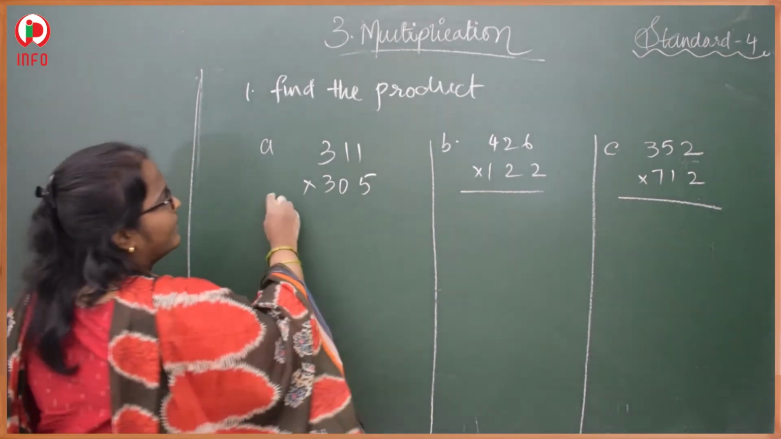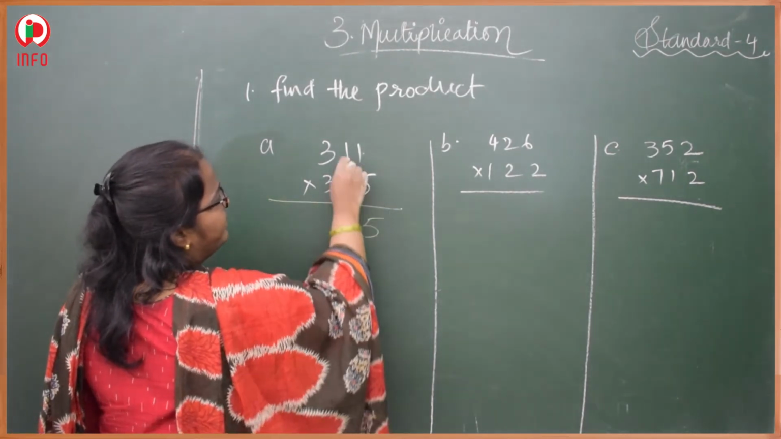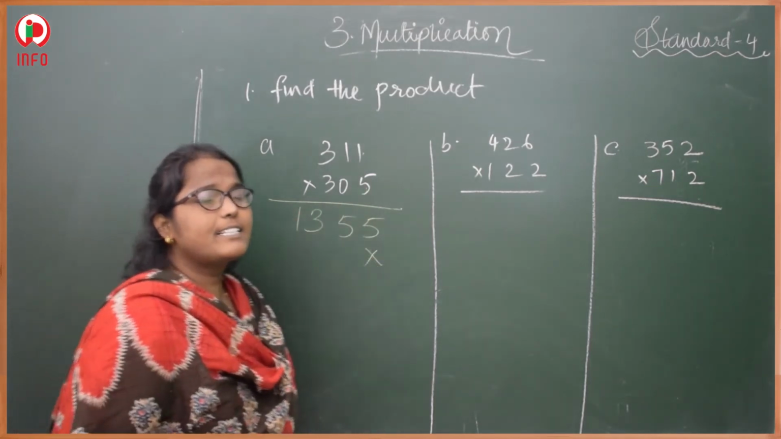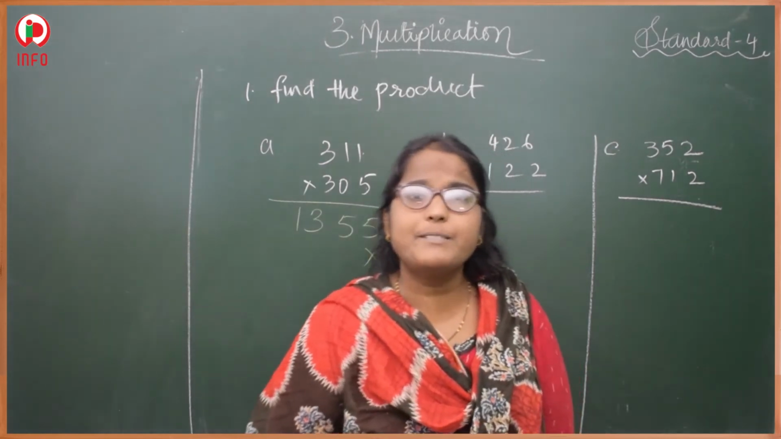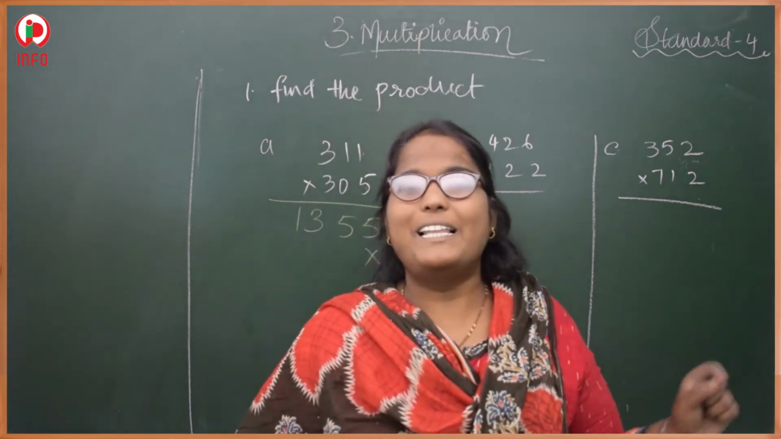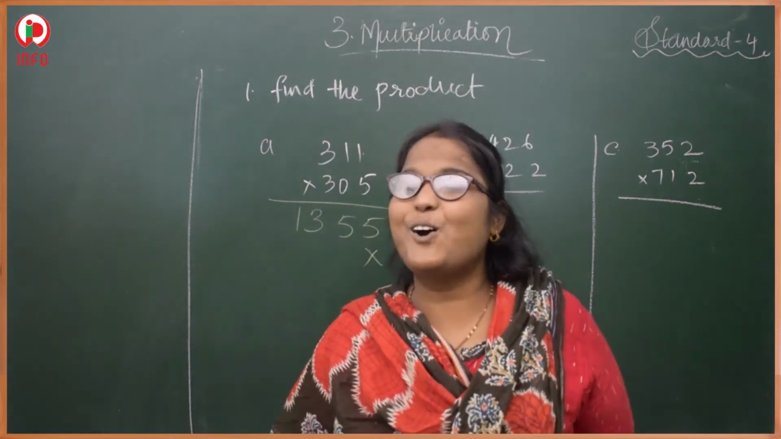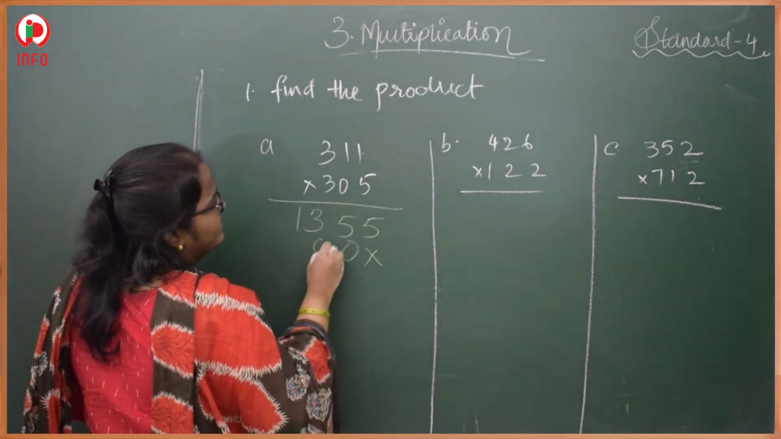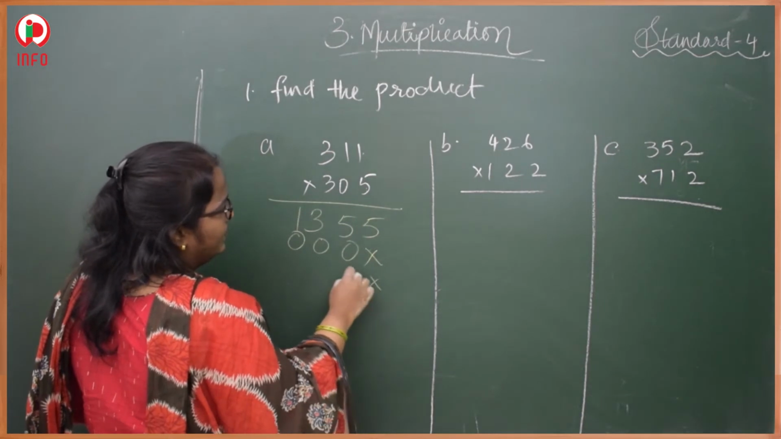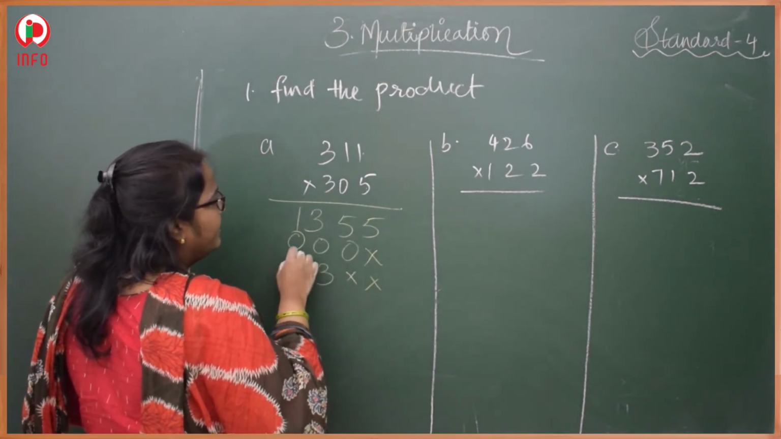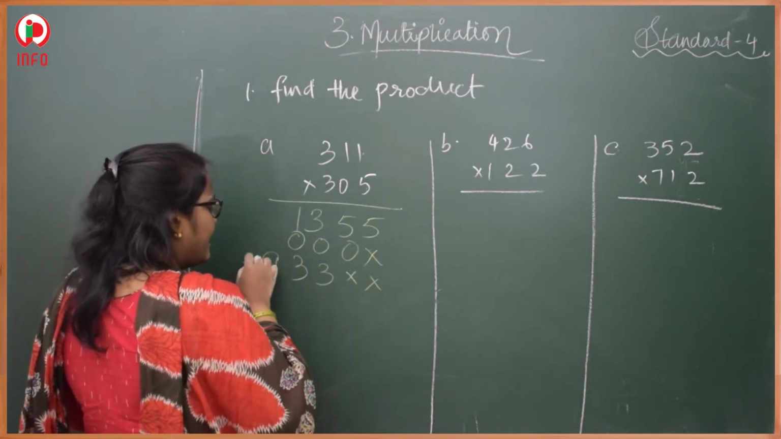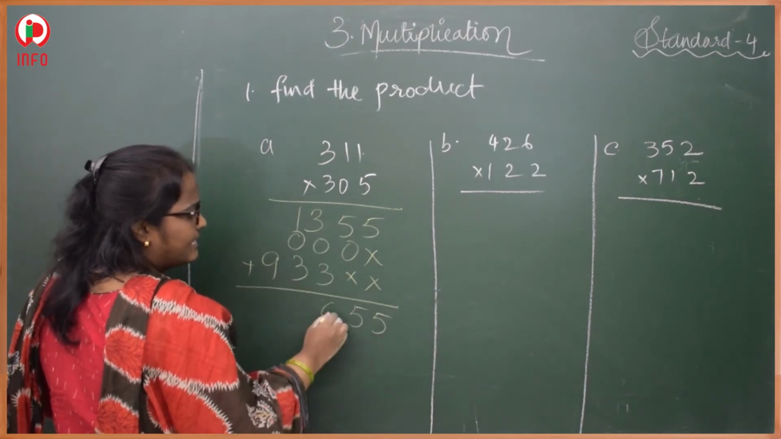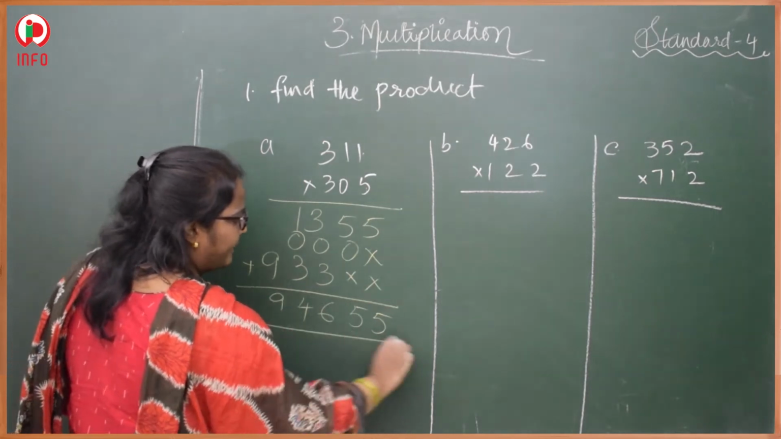So first one, 5 ones are 5, 5 ones are 5, 5 3s are 15. Children, I have been telling you so many times that when a number is multiplied with 0, we get 0 itself. So 0, 0, 0. 3 ones are 3, 3 ones are 3, 3 3s are 9. 5, 5, 6, 4, 9.